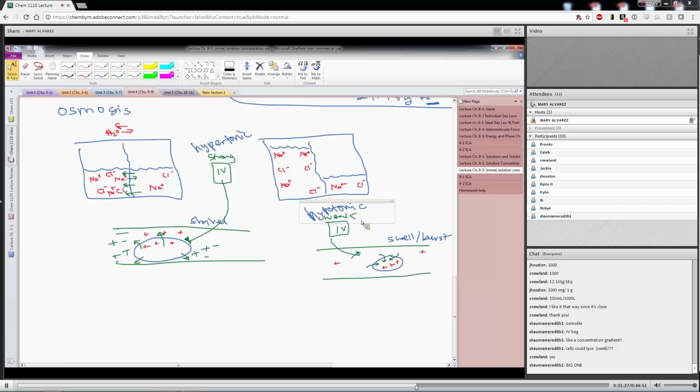Okay, so that's the theory behind osmosis and osmotic pressure and osmolarity. Let's talk about what osmolarity is as a set of concentration units, because that's what we're going to be calculating on an exam.